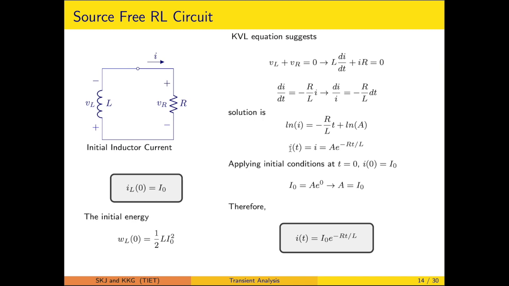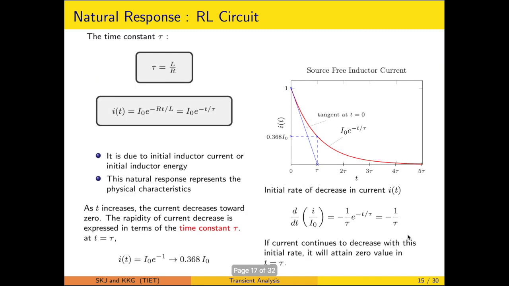We will have the general solution like I is equal to A e to the power minus R upon L into t. This A coefficient is calculated by the initial condition, so that the current through the inductor initially was I0. That gives the characteristic I(t) is equal to I0 e to the power minus t upon tau, where we define tau as L upon R. So this is also due to the initial inductor current.